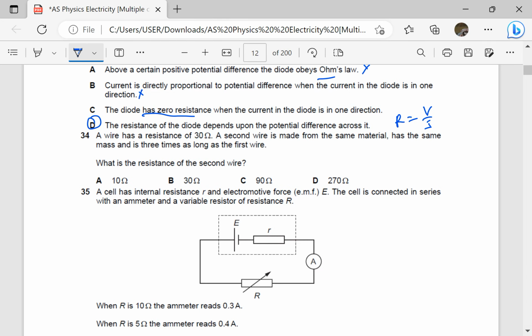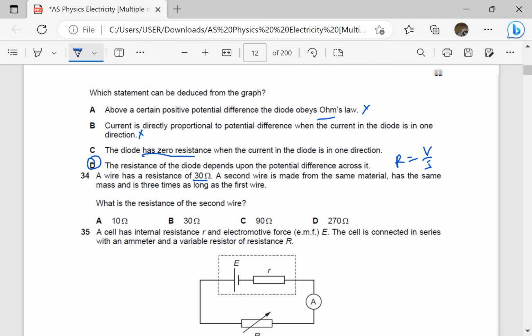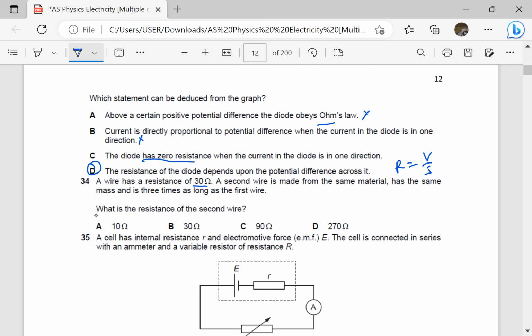A wire has a resistance of 30 ohms. The second wire is made from the same material, has the same mass, and is 3 times as long as the first wire. What is the resistance of the second wire? Okay, so first of all, we know that resistance is equal to rho L over cross-sectional area.